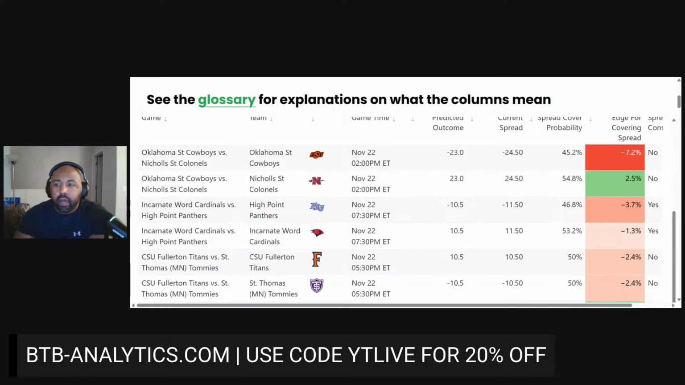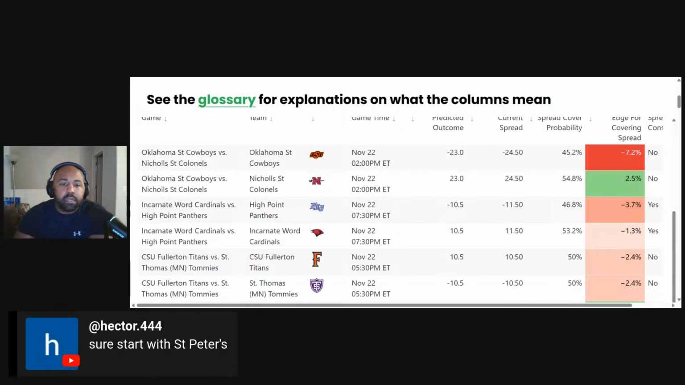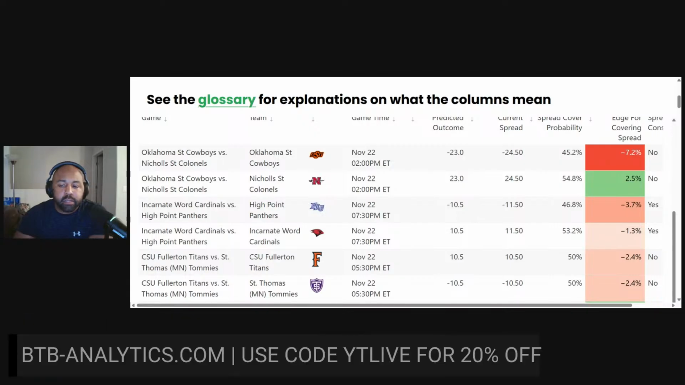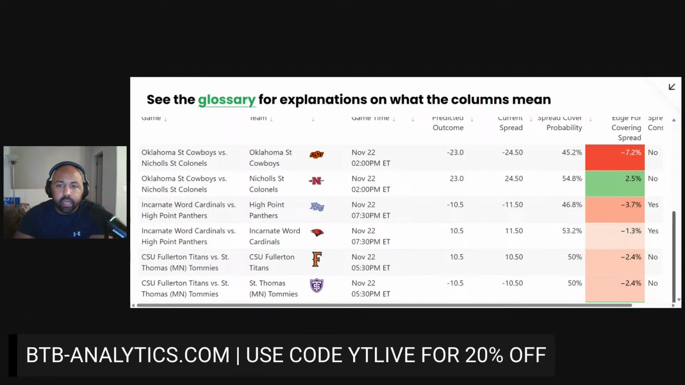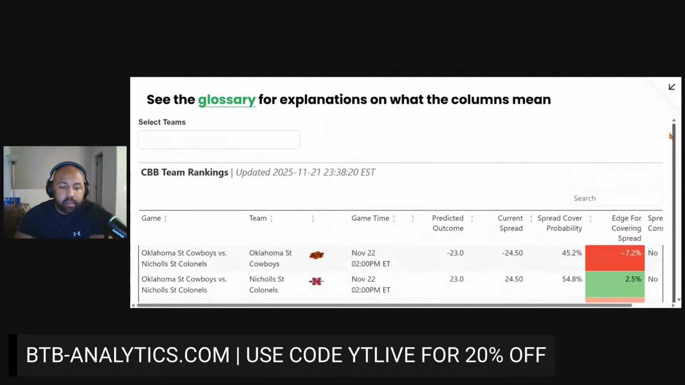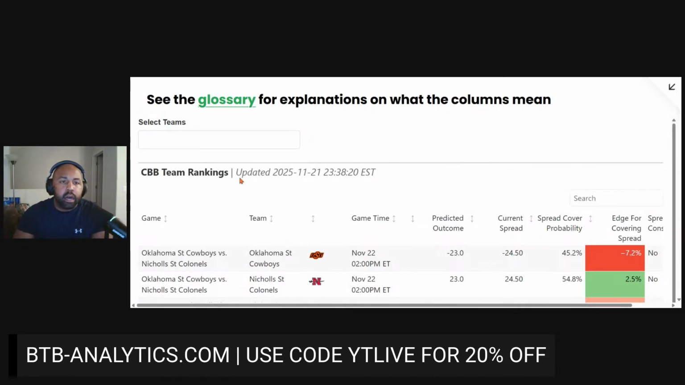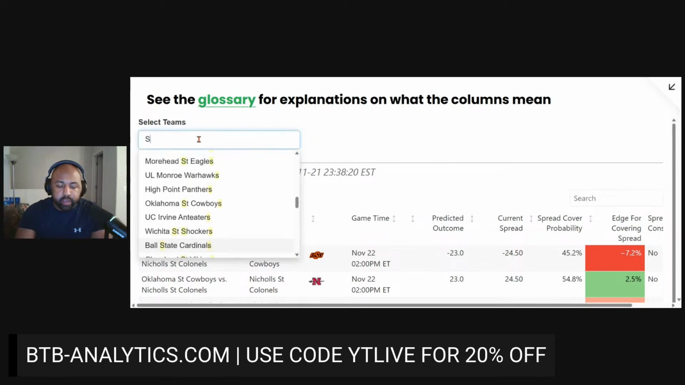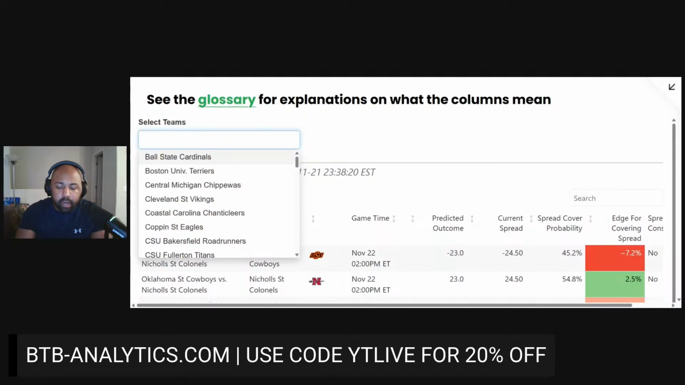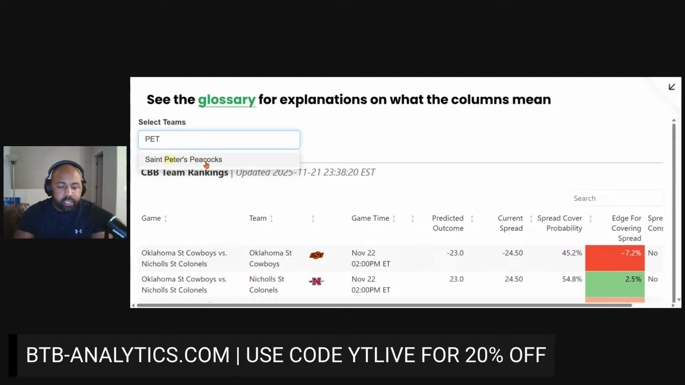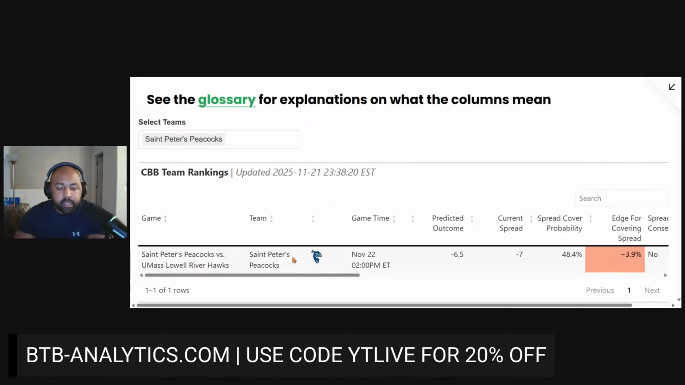All right, Hector, you want to see St. Peter's? Let's take a look at St. Peter's. When you get to the table, you can select teams here, and you can just type in the name of the school. All right, so St. Peter's Peacocks are going against the UMass Lowell River Hawks.